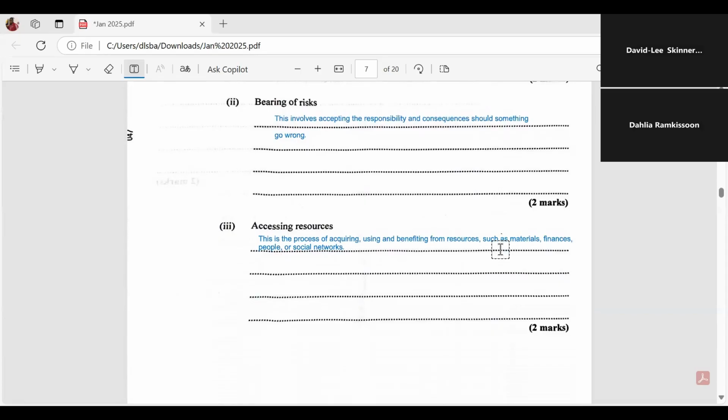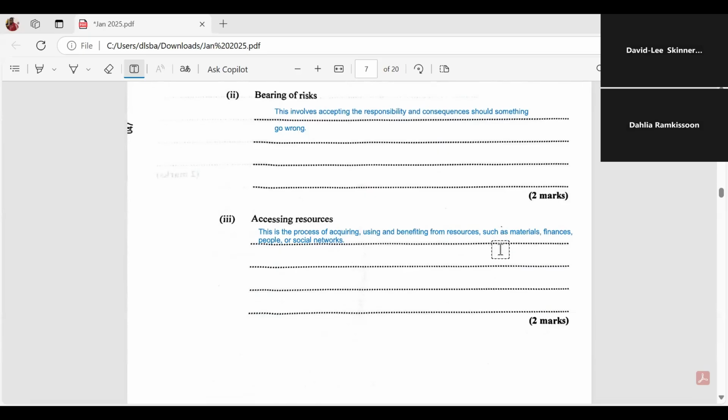Accessing resources, this is where you get and you use the resources that you need for the business. The materials you might need, the finances you might need, the machines you might need, the human factors you might need. So you might need employees, you might need access to certain social networks. That's what it means to access resources, right?